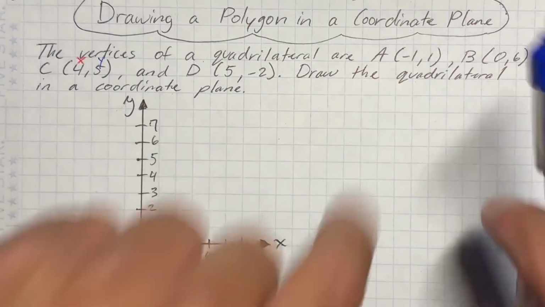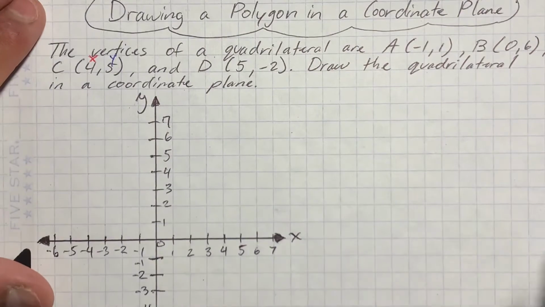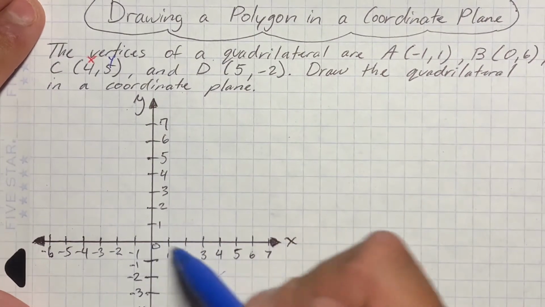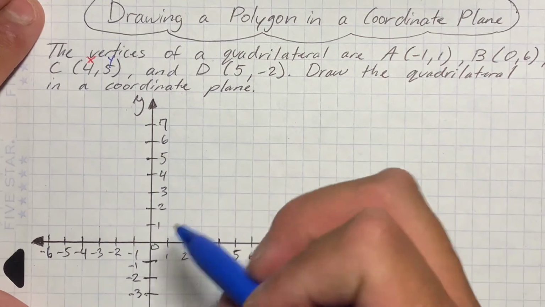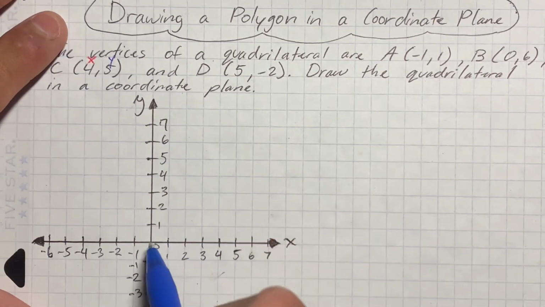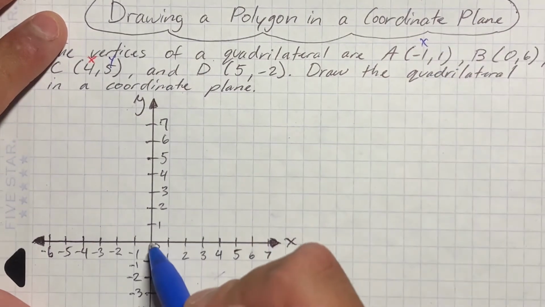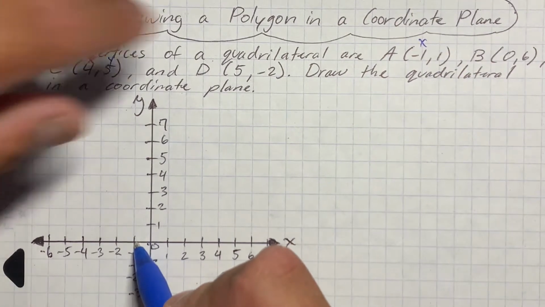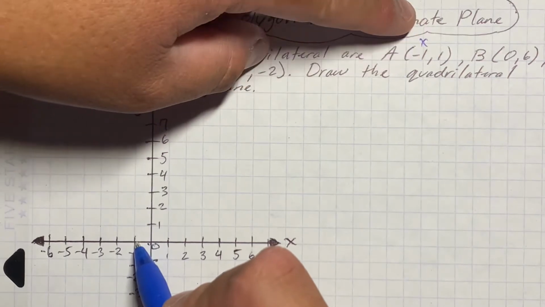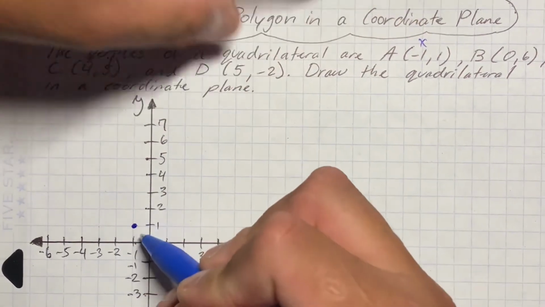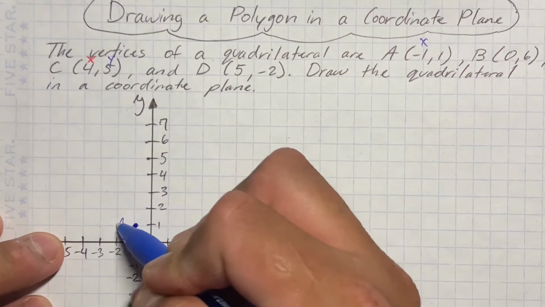All right, so let's plot the first one. Let's plot point A. We always start from the origin, the beginning, right here where your x-axis and your y-axis intersect, where they cross. So for the x value, we're going to go -1. So we go to the left one time. With the y value, we're going to go up +1. We're going to plot right there. So this is going to be point A.